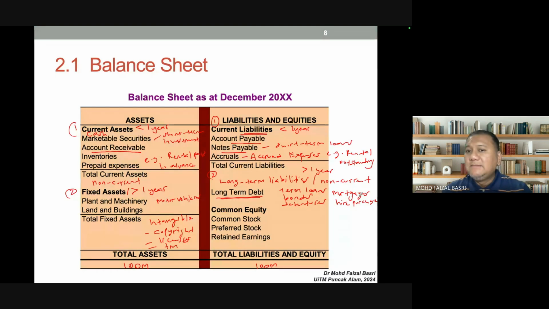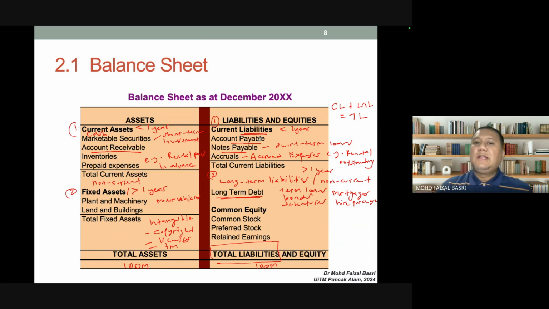Because all these dues are beyond 1 year. Okay, a mortgage may take 10 years, 15 years. Hire purchase maybe 5 years. Okay, so everything beyond 1 year we will put in long term liabilities. Okay, so when you combine these two, current liabilities plus long term liabilities, then you're going to get total liabilities. Okay, total liabilities. So total liabilities is just one part of this side.